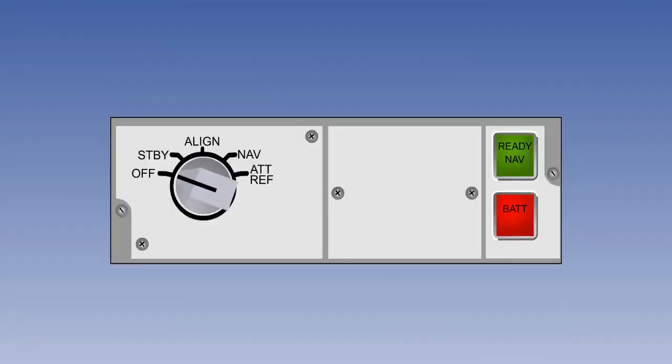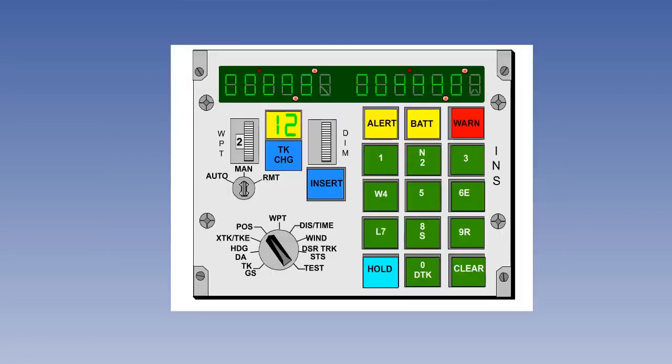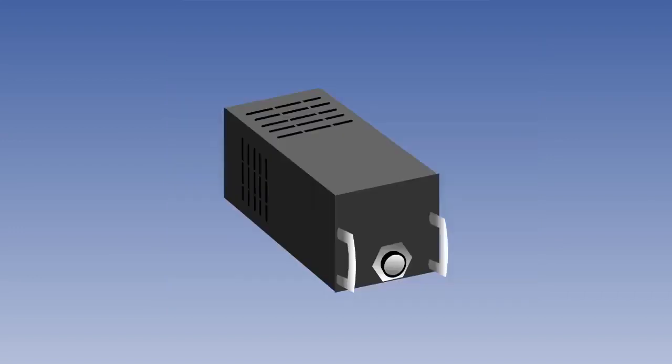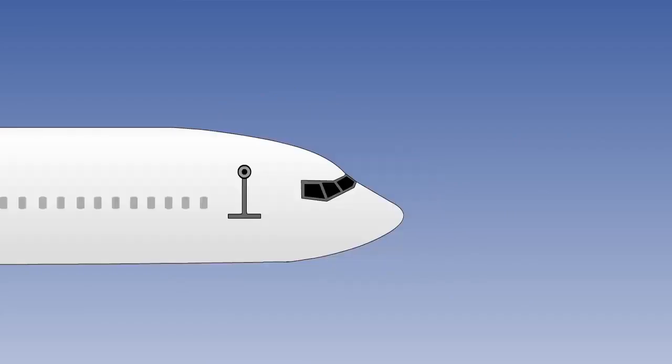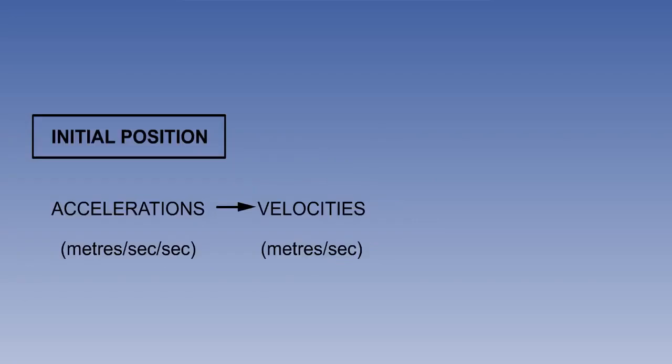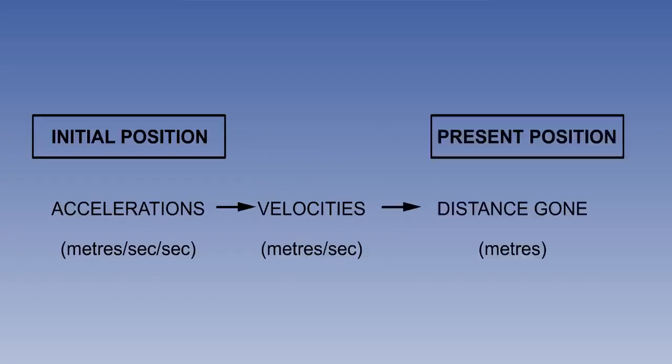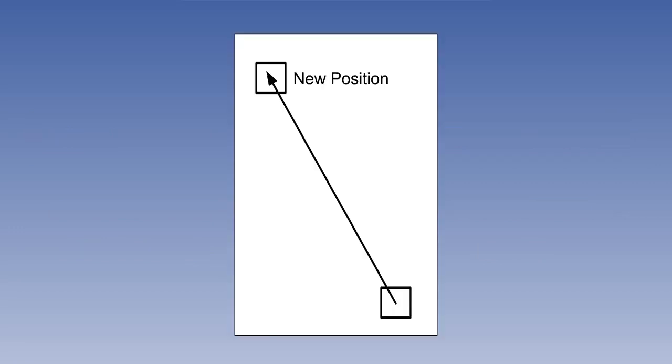The basic units of the INS are the Mode Selector Unit, or MSU, the Control and Display Unit, or CDU, and the Inertial Navigation Unit, or INU. Accelerometers measure accelerations, which are integrated first into velocities, then into distance gone. By knowing where we were when we started and adding up how far we've gone, we can work out where we are now.